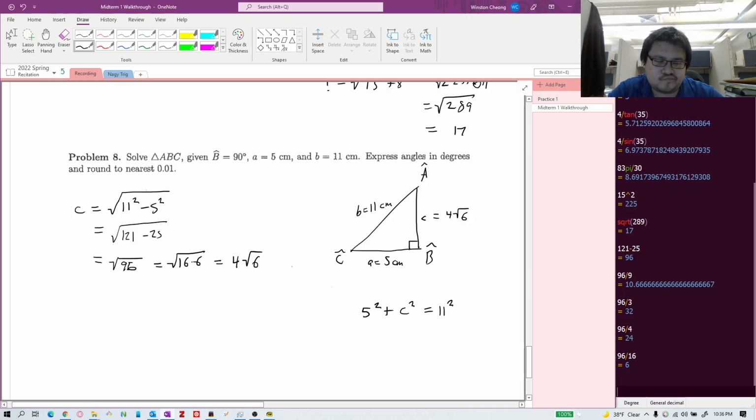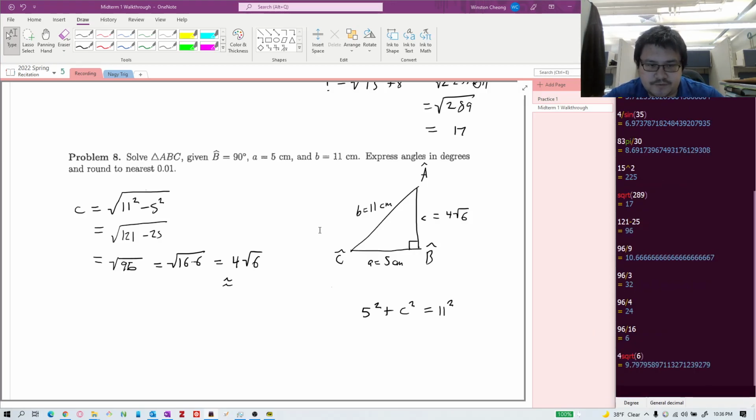I suppose just in case someone wrote this in decimal, I can also just calculate the decimal. 4 square root 6 is approximately 9.8. So we have to round this to the nearest 0.01. You see, this is going to round to 9.80. And I'm going to place that 0 there to emphasize that this actually is to the precision that we're asked for. Okay.